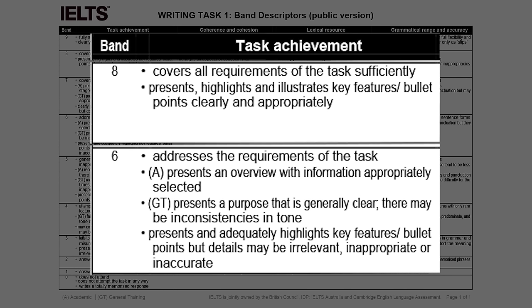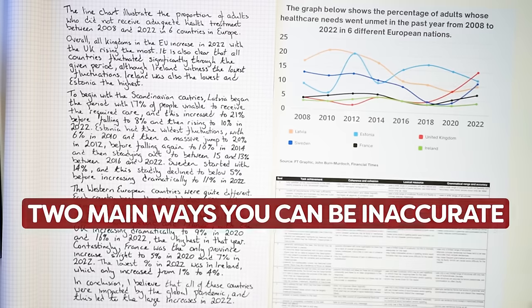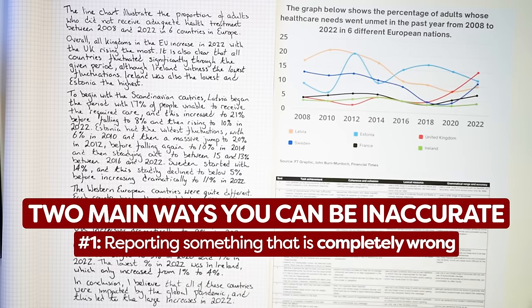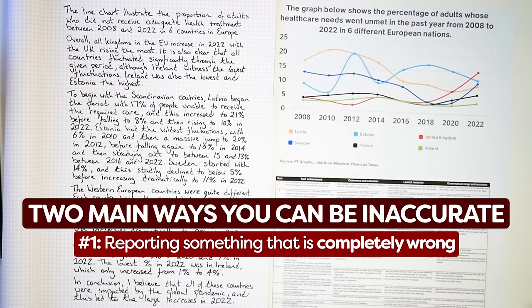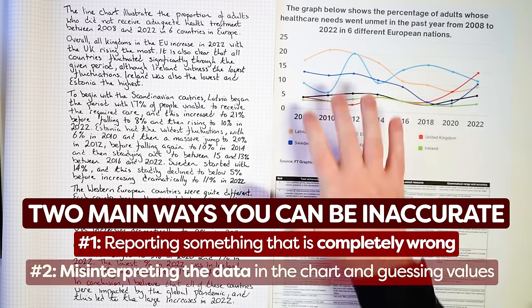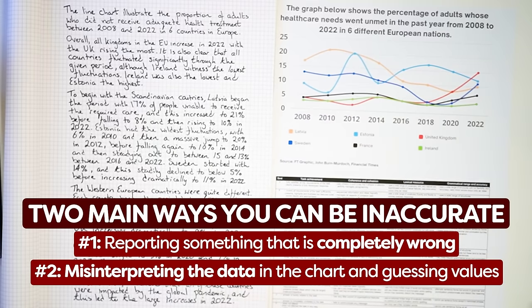The next thing that the examiner will be thinking about for task achievement is whether your data is accurate or inaccurate. So there are two main ways that you can be inaccurate. Number one is simply reporting something that is completely wrong, like it says 18% and you wrote 8%, for example. That is just wrong. That is inaccurate. Again, they are testing your ability to look at something and then put it on paper accurately. The second way that students can be inaccurate, and this is actually a lot more common, is not being able to see exactly what is happening in the chart and just guessing what those values are.